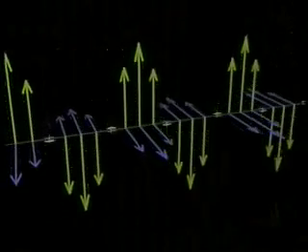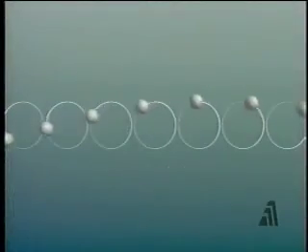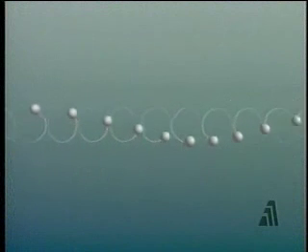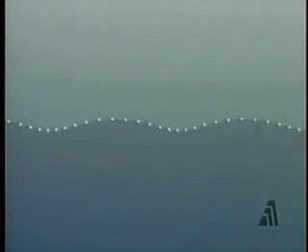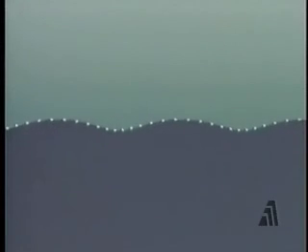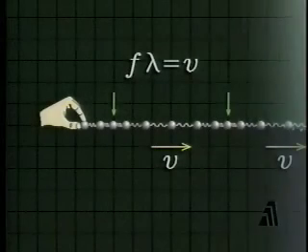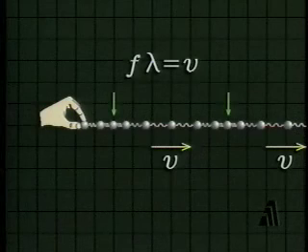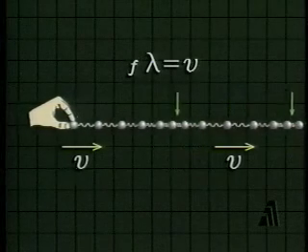A wave is a disturbance that propagates from one place to another. And no matter whether they're electromagnetic waves, or water waves, or any other kind of waves, all waves have certain properties in common. For example, a wave's frequency times its wavelength equals its speed.